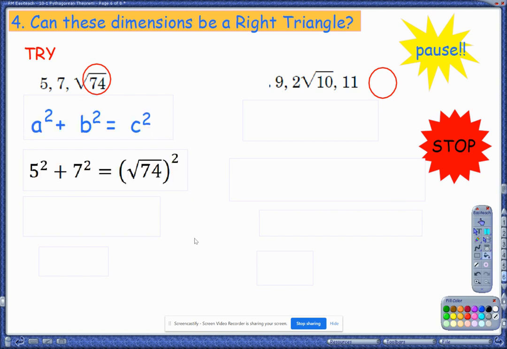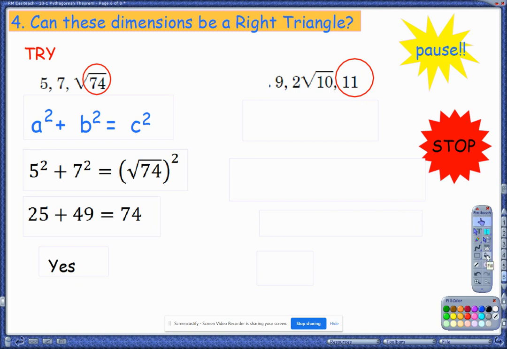I am going to substitute, and here is the tricky part. What is radical 74 times radical 74? Turns out to be 74, and this is true. So yes, this makes a right triangle. In the second one, if you're not sure what 2 radical 5 is, you can look it up in the calculator, but generally, I know it's a little bit not as big. So that's the middle number that is not the largest number. 11 will be the largest number.